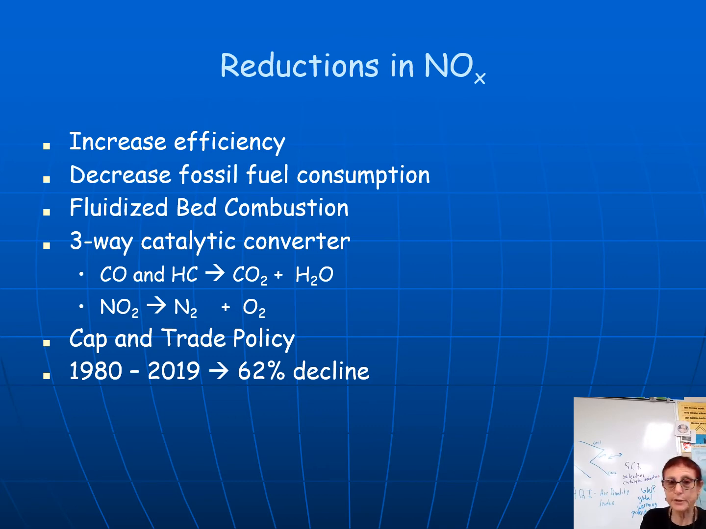We know that the cap and trade policy has been applied to sulfur oxide emissions. They've talked about applying it to nitrogen oxide emissions, but it hasn't really been put into play at the moment. And you can see that nitrogen oxide emissions have come down. Most of those in the last 25 years, because originally they went up just a little bit.